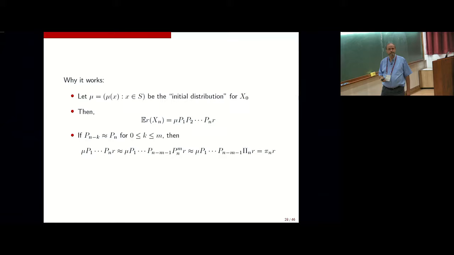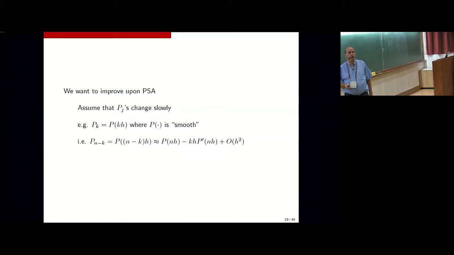So now what do you want to do? We want to improve upon the pointwise stationary approximation. And a very natural and, I think, reasonable asymptotic regime is the one in which the transition probabilities are changing slowly as a function of time. So let's make that assumption. Let's imagine that it's embedded in a continuous time process, so p sub k looks like p of kh for some family of p of t's that are continuous in t, in fact smooth in t.